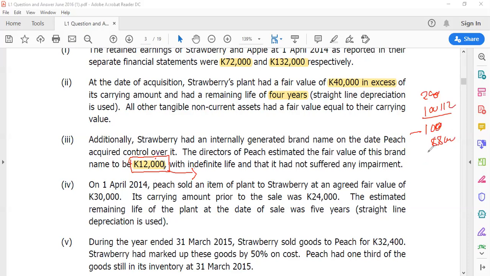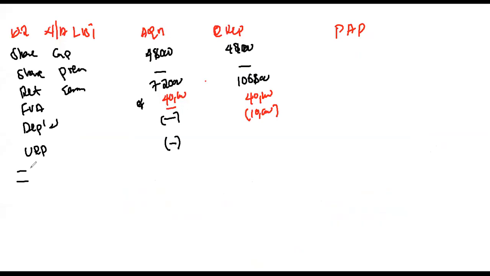Yes. So we want to show the true value of goodwill. So what do we do? We add the 12,000, that brand. We bring it here. We have a brand. You see? So the brand now comes here, 12,000. We bring the brand. The brand is 12,000.